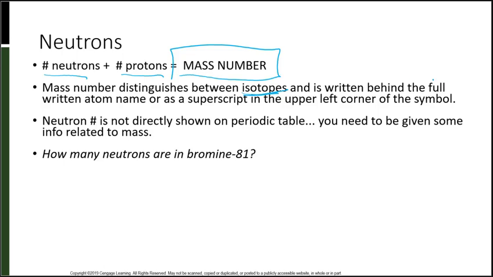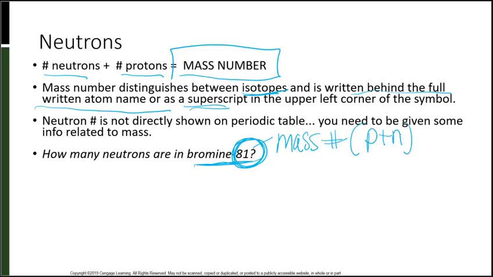Okay, so it's written behind the full written atom name, or as a superscript in the upper left-hand corner of the symbol. For example, if we say bromine 81, see how it says behind the full written atom name. So this number right here is telling me the mass number, which is protons plus neutrons. Bromine 81 written like that could also be written Br, and then in the upper left corner as a superscript, we could say 81 like this.